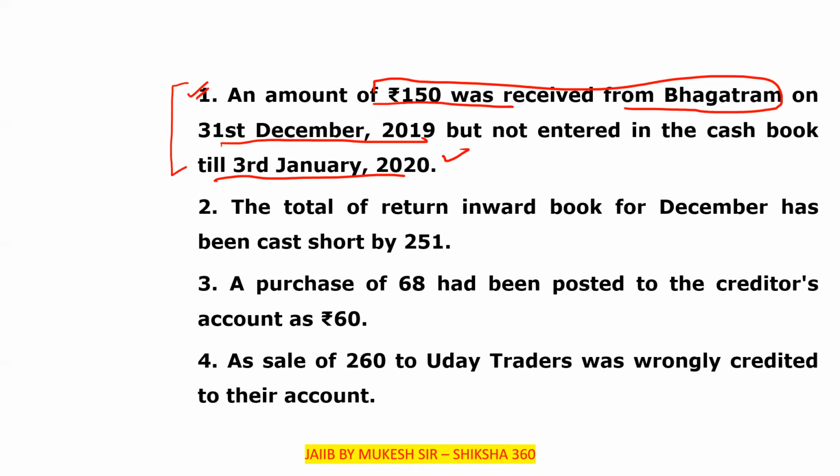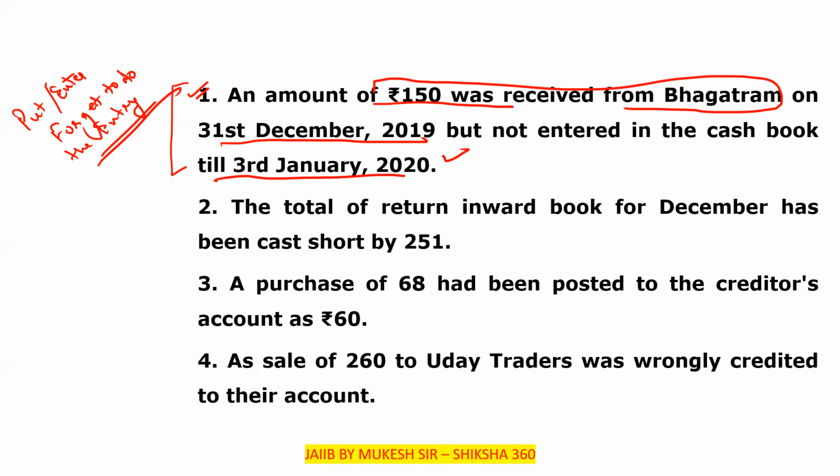In the cash book basically till 3rd January 2020. Clear? So basically we can say that they are able to enter the entry, that is, they forgot to do the entry in the books. Clear? Basically forgot to do the entry in the books.